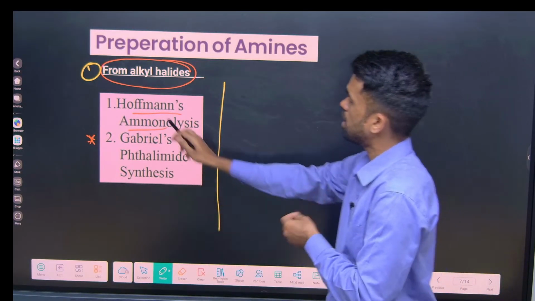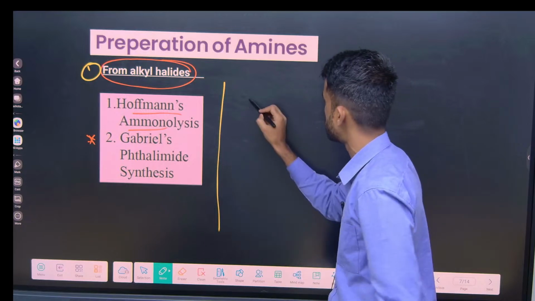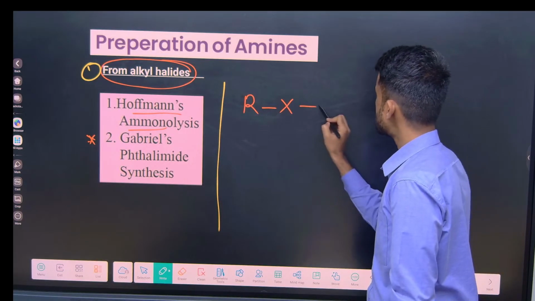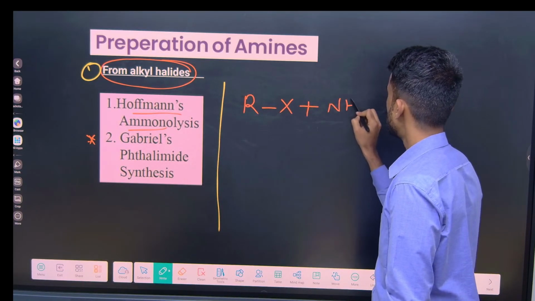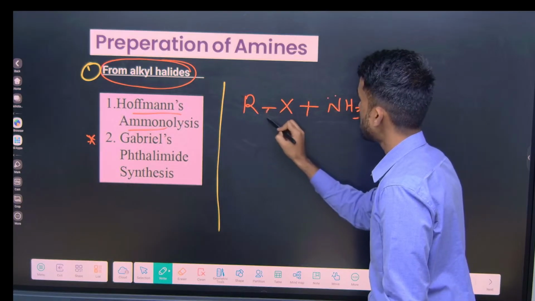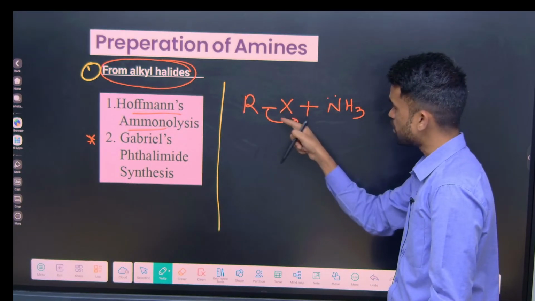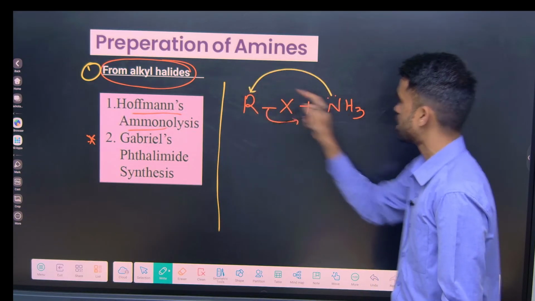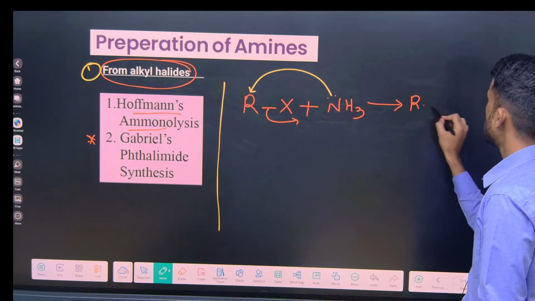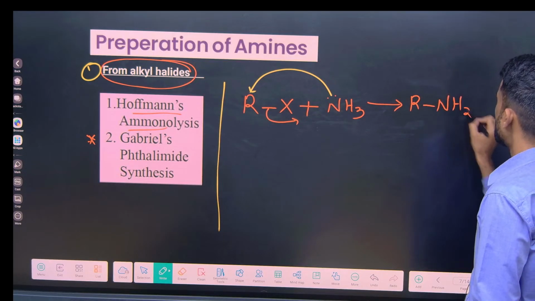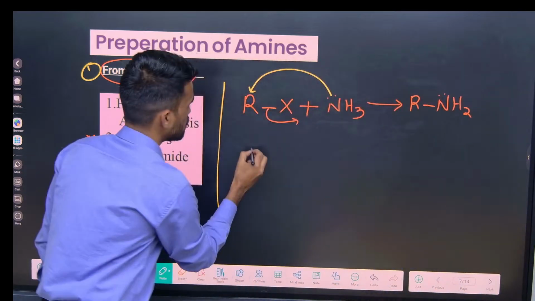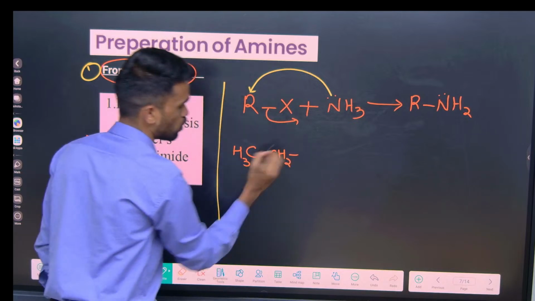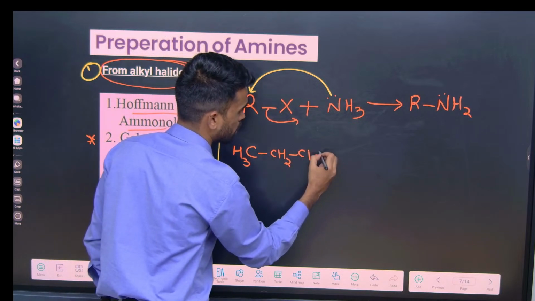See, first of all, let's understand what Hoffman's ammonolysis means. You need to take alkyl halides and you just treat this with ammonia, NH3. Now what happens? We know the halide ion comes out as X minus, creating positive charge on the carbon. So there this ammonia will attack. So you are going to get RNH2 type of product. Let me take one example. Here I am taking ethyl chloride, or ethyl halide, and NH3.